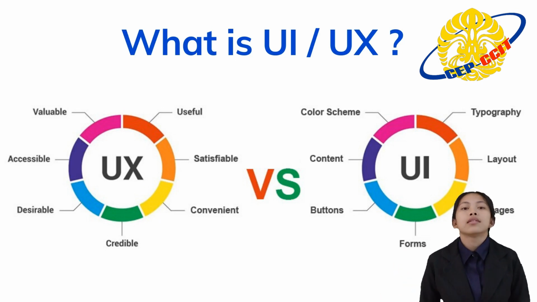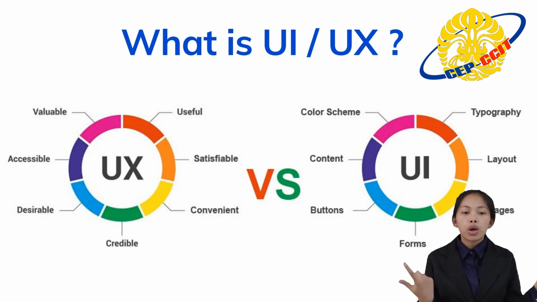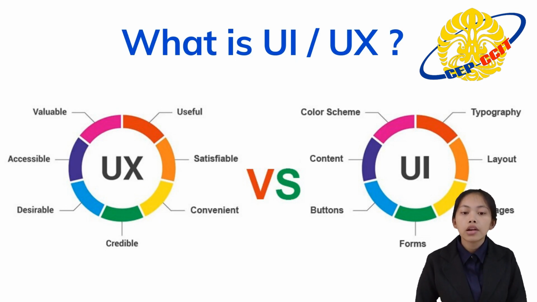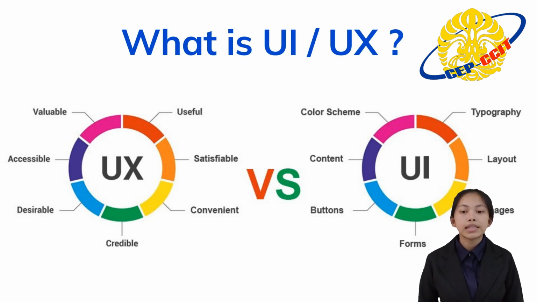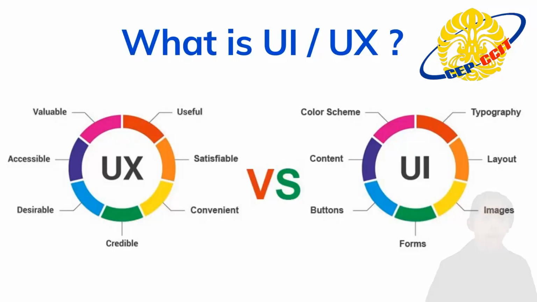Look at the screen. UX determines the value of the application: valuable, accessible, desirable, credible, useful for the user, and satisfiable, like the user is satisfied by using our application, and convenient. And about the UI, it's all about the user interface. There is color scheme, content, buttons, form, typography, layout, and image.